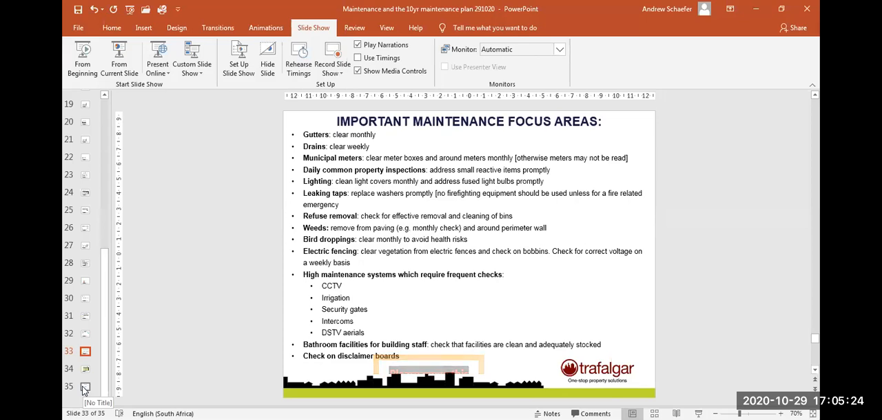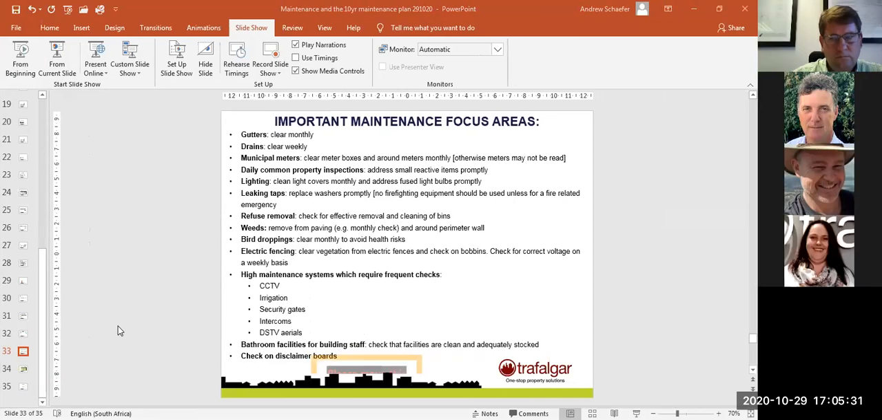DSTV aerials, ideally every site should have a communal dish, but a lot of sites don't. So owners need to be made aware that if they're going to install a DSTV dish, they should ask for permission, and then the area where it should be installed should be identified for them, because it can become a mess.